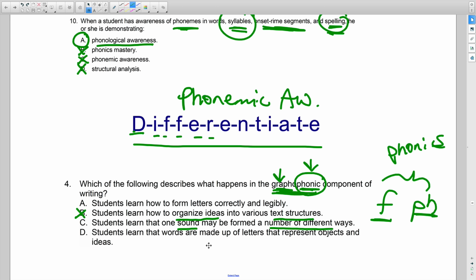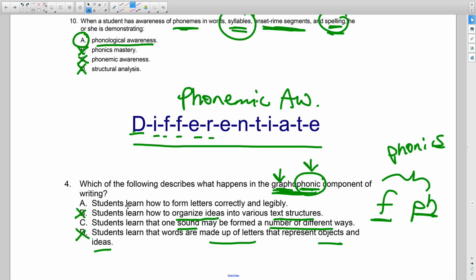D, students learn that words are made up of letters that represent objects and ideas. Well, yes, they are made up of letters, and that has to do with phonics because we have to see the letters. However, they don't represent objects and ideas. They represent sounds. So D is out. So be careful. Make sure you read all the way through.